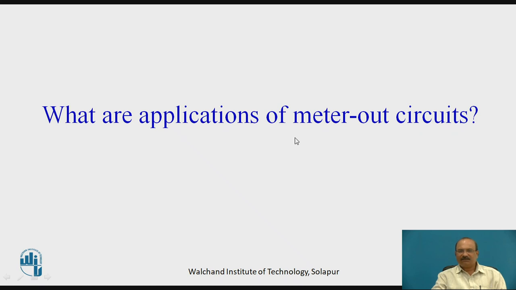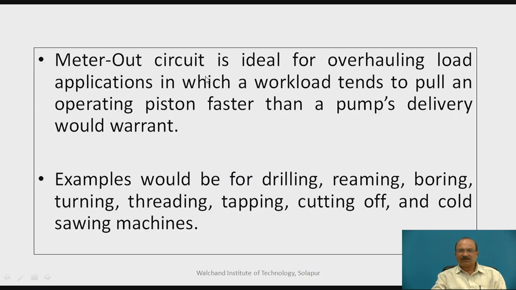What are the applications of meter out circuits? Here a meter out circuit is ideal for overrunning load applications, in which the workload tends to pull an operating piston faster than the pump's delivery would warrant. Examples would be drilling, reaming, boring, turning and threading, tapping, cutting off, and cold sawing machines. These are the application areas of meter out circuits.